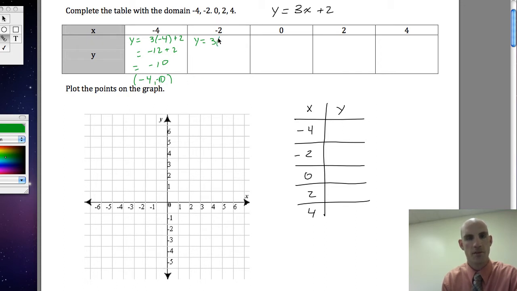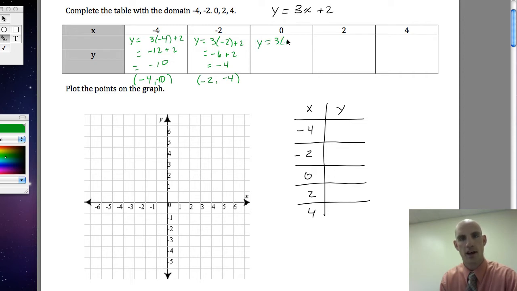The second one is going to be 3 times -2 plus 2. So that's going to be equal to -6 plus 2 is -4. So my second point is going to be -2, comma -4. If I put in 0, y equals 3 times 0 plus 2. So that's 0 plus 2. So my third point is going to be 0, 2.